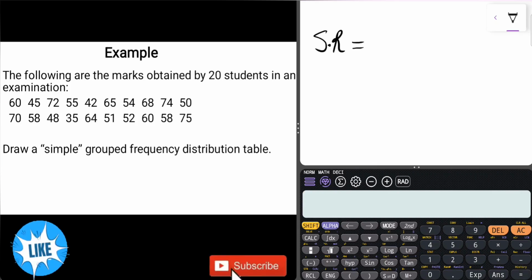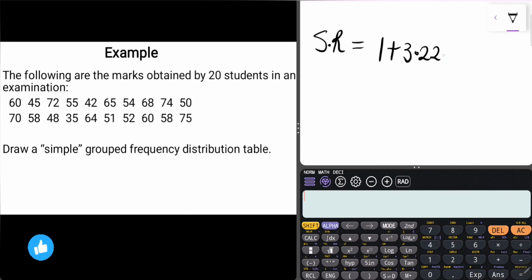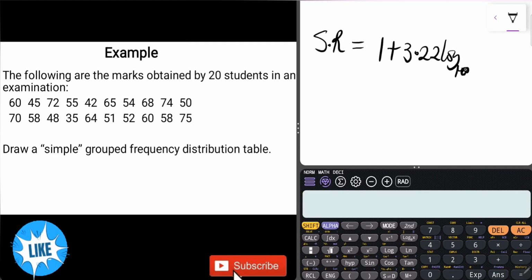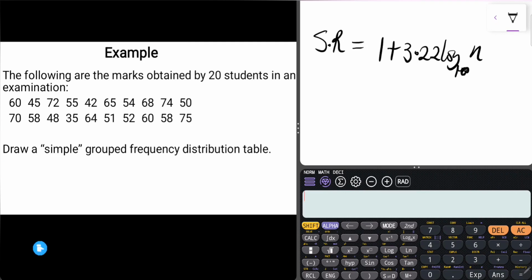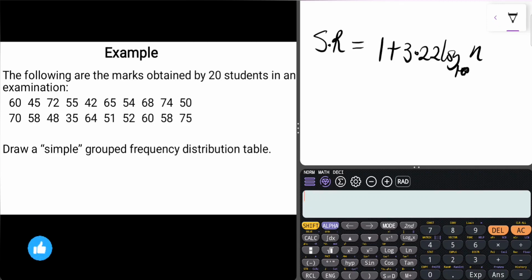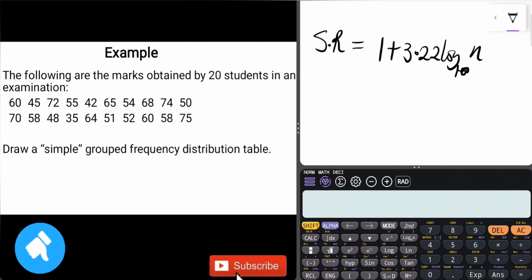Okay, and there's a formula. It is 1 plus 3.22 log to the base of 10 of N. So this is Sturge's rule that helps us to calculate the number of classes for a particular set of data where we want to have a group frequency distribution. So it is 1 plus 3.22 log 10 of N. The N is the total frequency under consideration. So let's be guided about that.